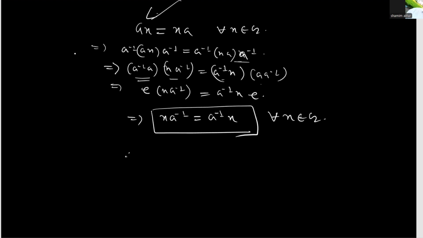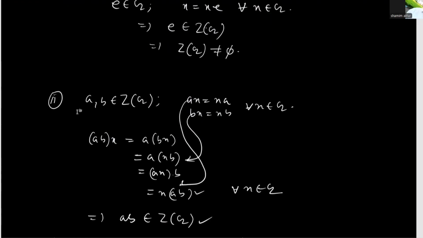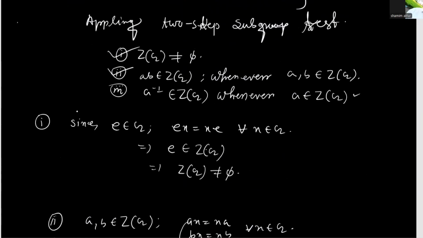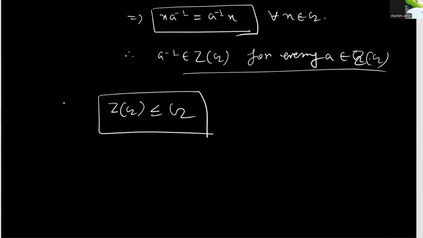So that is, a inverse belongs to the center of G for every a belonging to Z(G). Okay, that is, every element has an inverse. So the third property also holds. We have the center of G is a subgroup of G, okay, for any group G. Hence the proof.